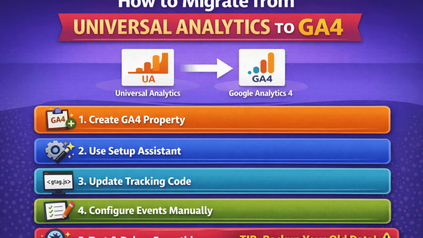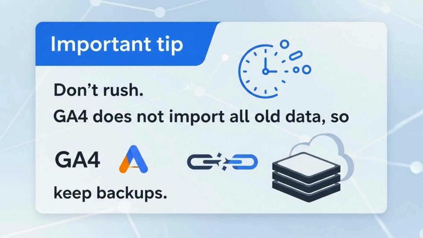How to migrate from Universal Analytics to GA4. If you're still using Universal Analytics, you must move to GA4. Create a GA4 property. Use the Setup Assistant. Update your tracking code. Configure events manually. Test everything using debug mode. Important tip: don't rush. GA4 does not import all old data, so keep backups.